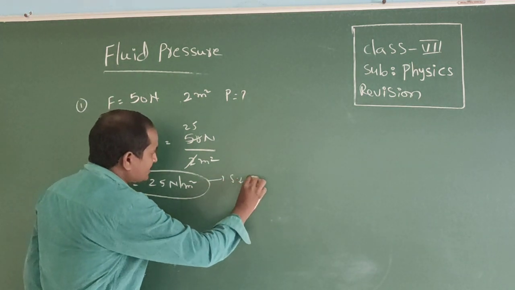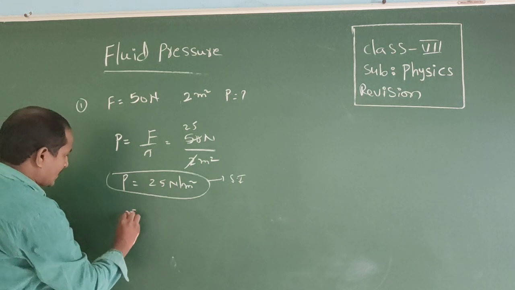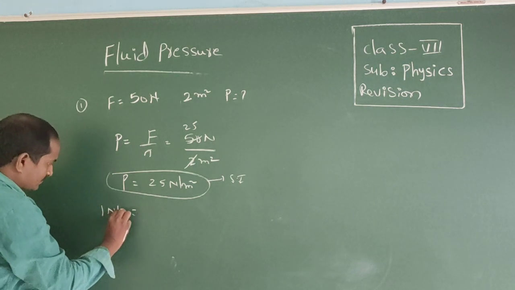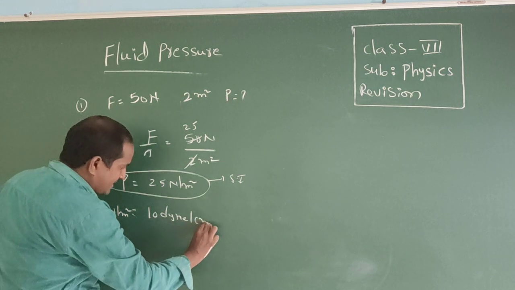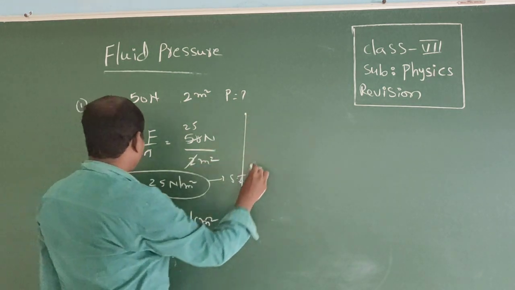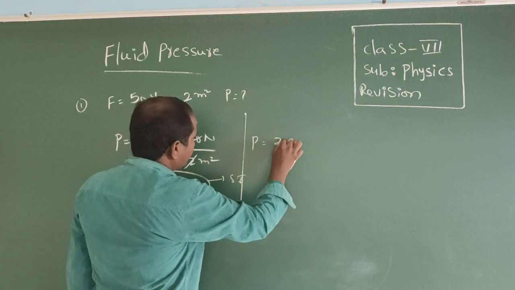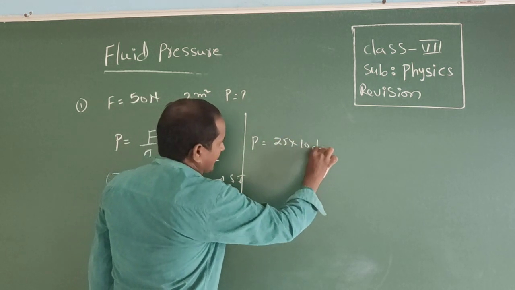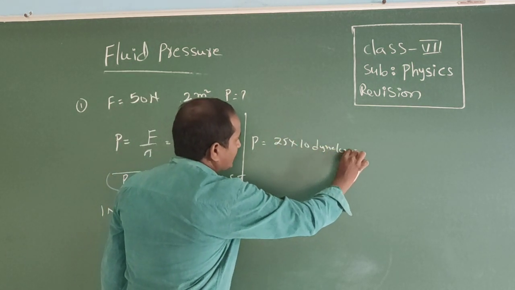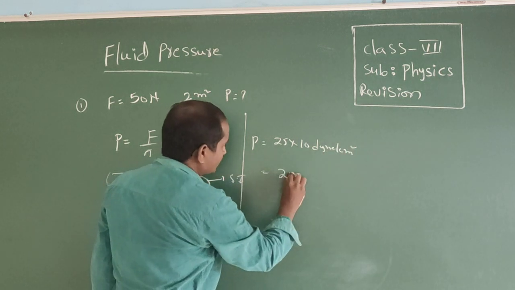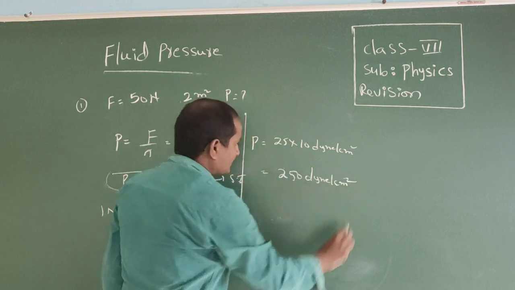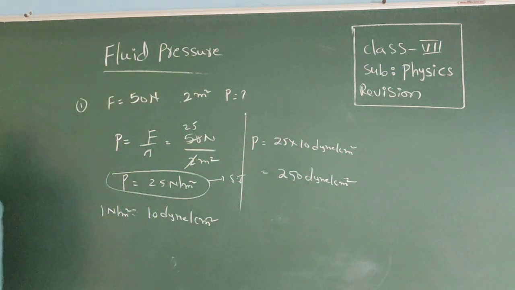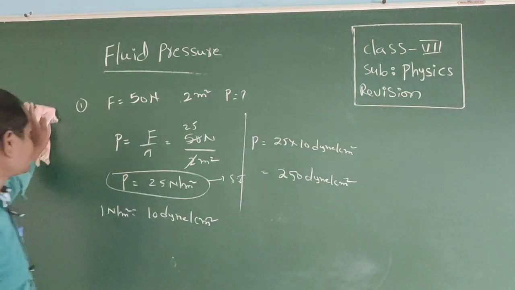If this value is changed into the CGS system, 1 Newton per meter square is equal to how much? 10 dyne per centimeter square. Therefore, P equal to 25 into 10 dyne per centimeter square, that equals 250 dyne per centimeter square. It is the pressure. It is the process to find the pressure in solids.